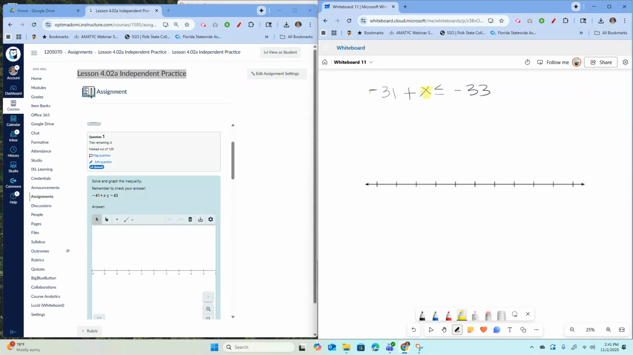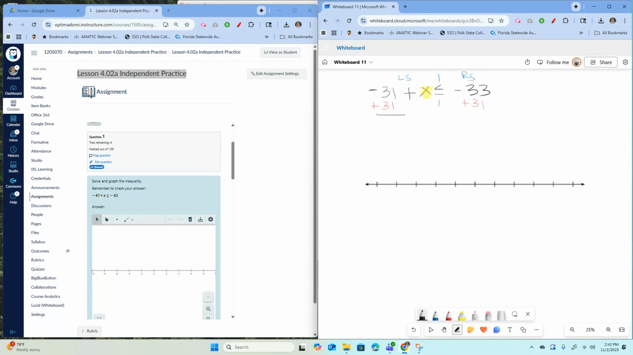Right now, I am subtracting 31. That's why it says minus 31. The opposite of minus 31 is to add 31. Whatever you do on one side of the inequality, split the problem in two sides, left side and right side. If I added 31 on the left side, I have to add 31 on the right side.